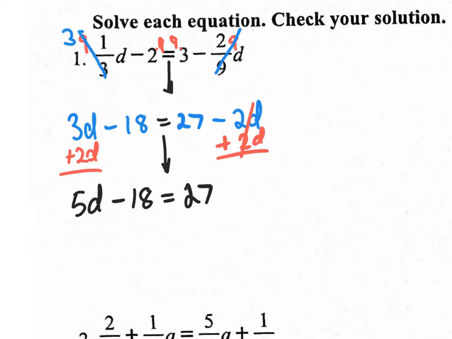And now let's get rid of everything except for d. Again, the goal is to get d by itself on one side of the equal sign. So let's get rid of the minus 18 by doing the opposite of minus 18, adding 18. What we have left here, this cancels out. What we have left is 5d. The equal sign comes down again. And 27 plus 18 is 45.